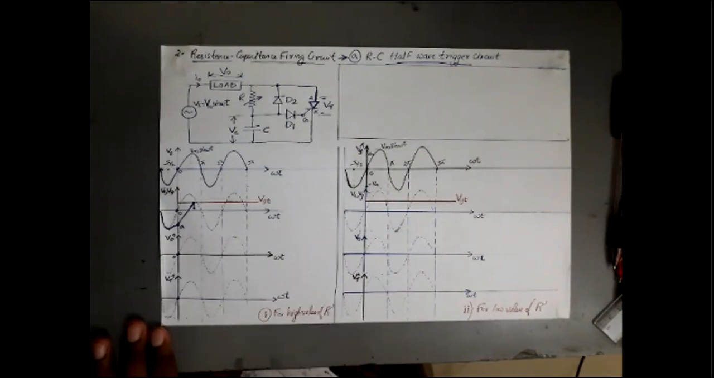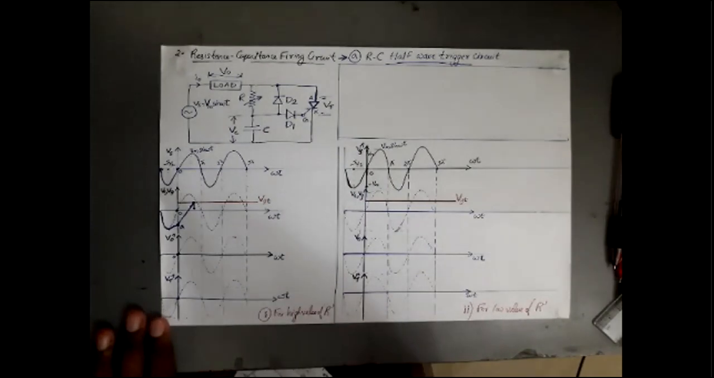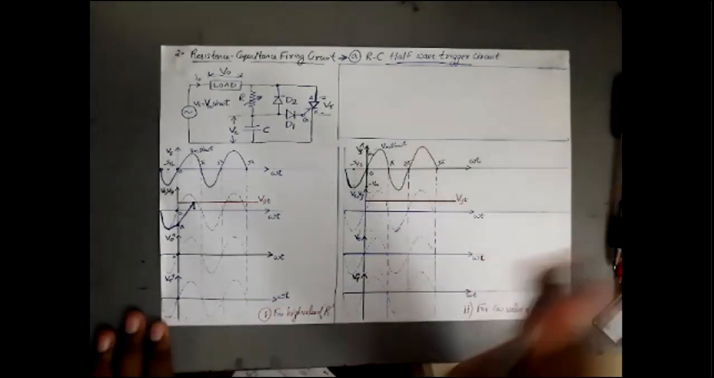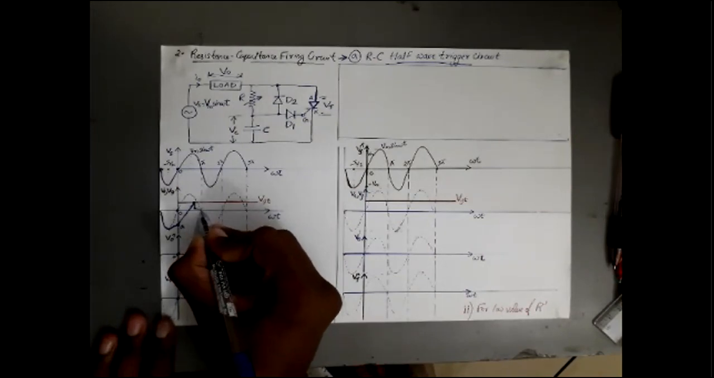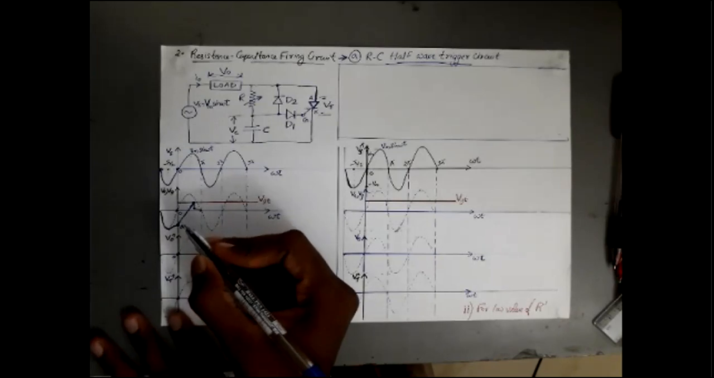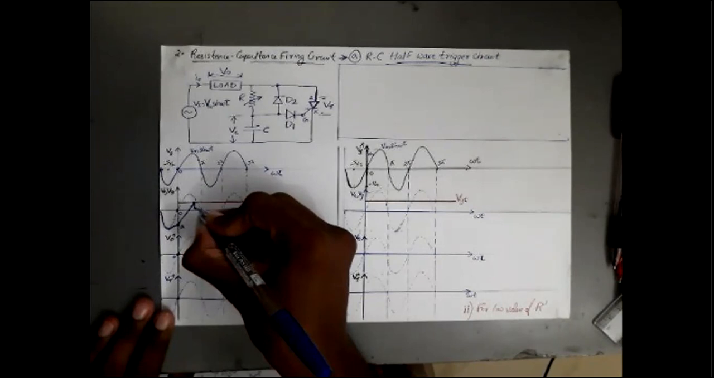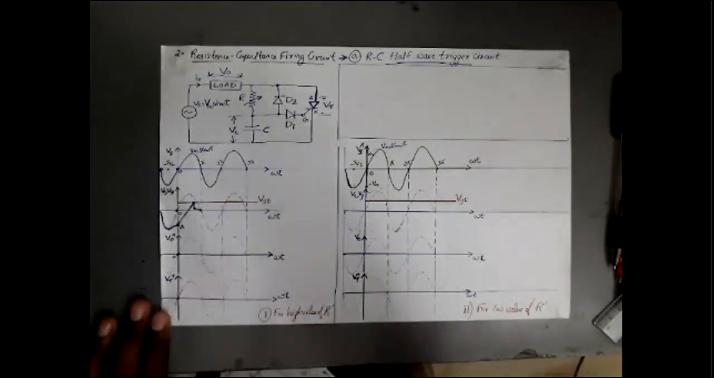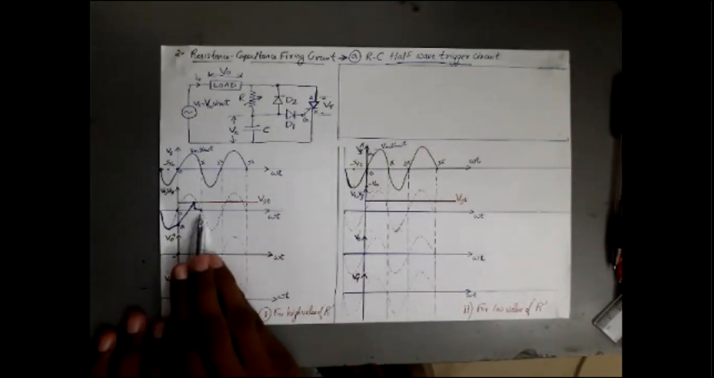During this time, no voltage is appearing across my capacitor, so it slowly discharges to a value of 0. This discharging voltage is a very small voltage that appears across my capacitor, and now it has discharged to 0. And at omega t equal to pi, what happens?